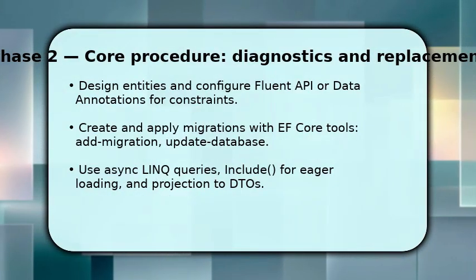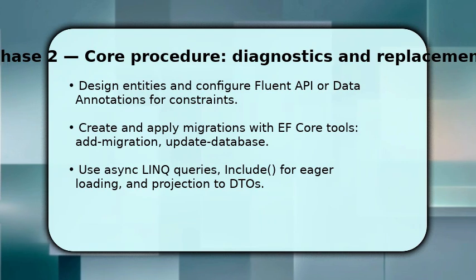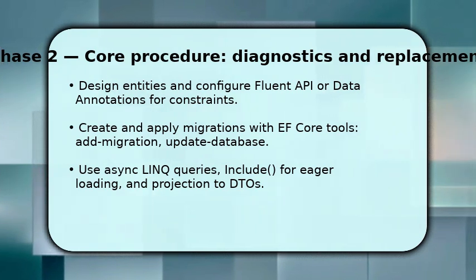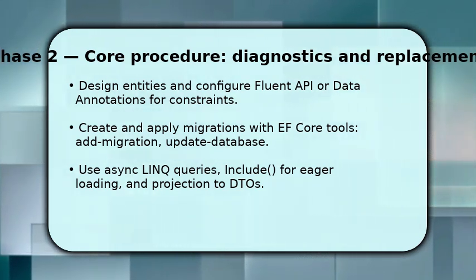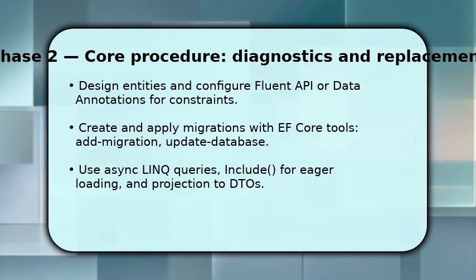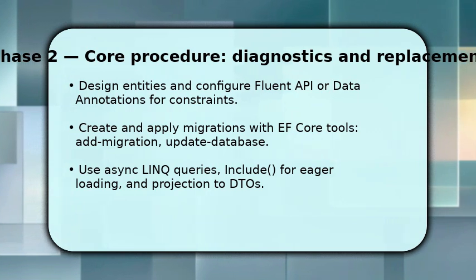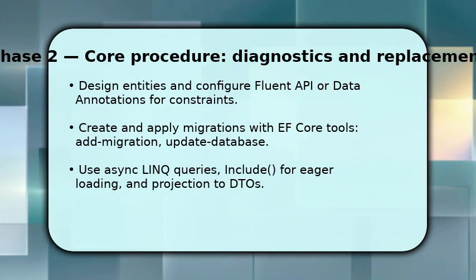Once your DB context exists, you configure entity mappings using Fluent API or annotations so EF knows keys, indexes, and relationships. This explains how the database schema is generated. Create a migration with the CLI or Package Manager Console, then inspect the generated SQL before applying with Update-Database.